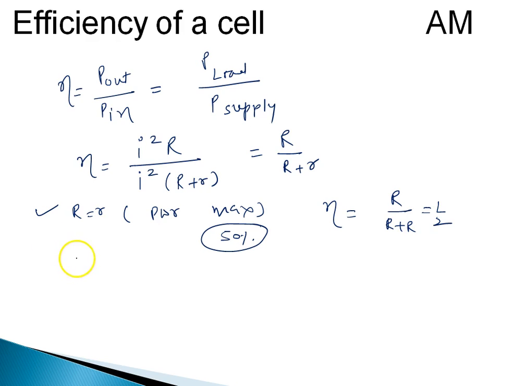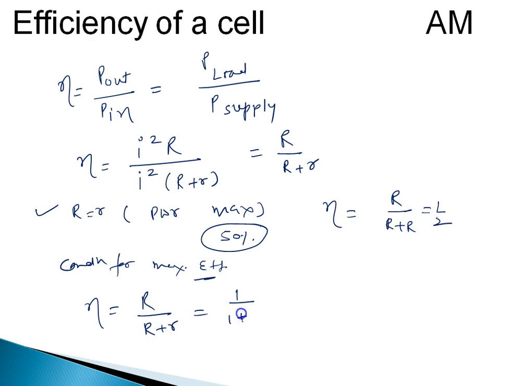But when the cell efficiency will be maximum, what is the condition for maximum efficiency? You will write the formula eta equals R upon R plus r, in this way, 1 upon 1 plus r by R. Now efficiency will be maximum when r by R tends to 0 or is as minimum as possible, or you can say R tends to infinite or maximum. Okay, so let me show you in the slides.